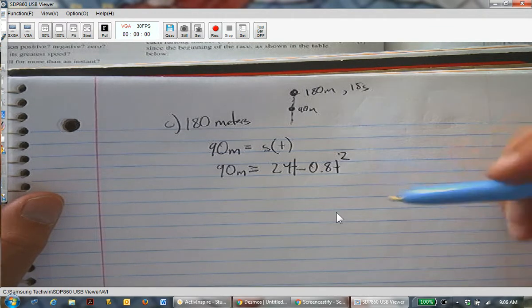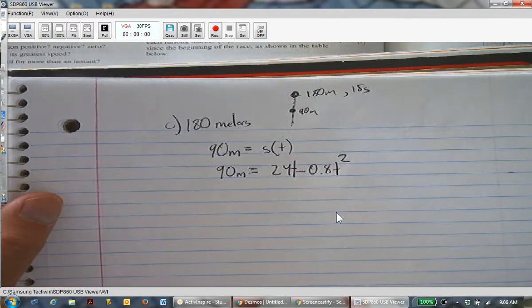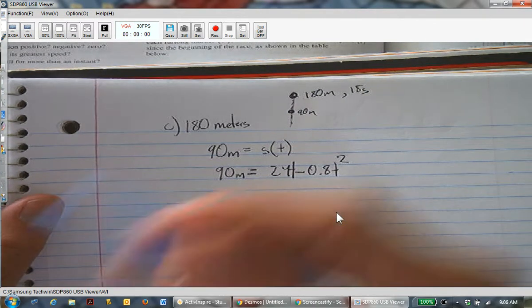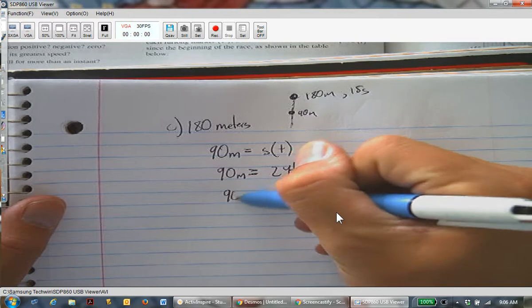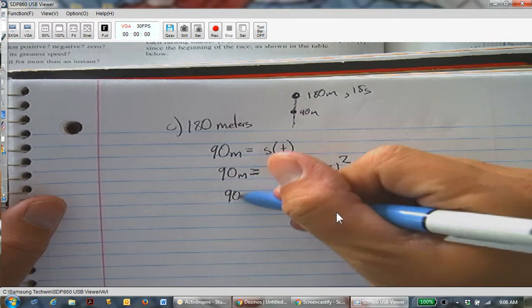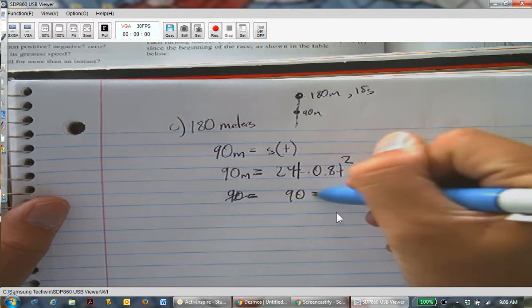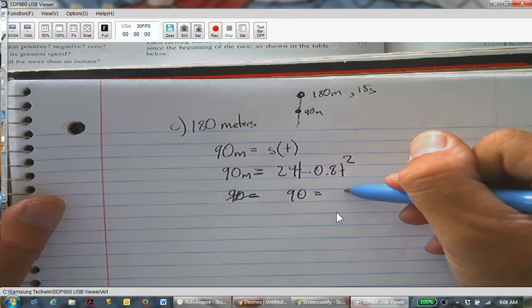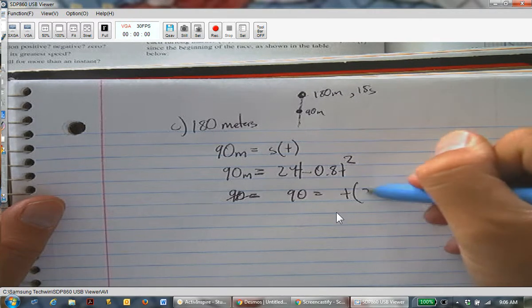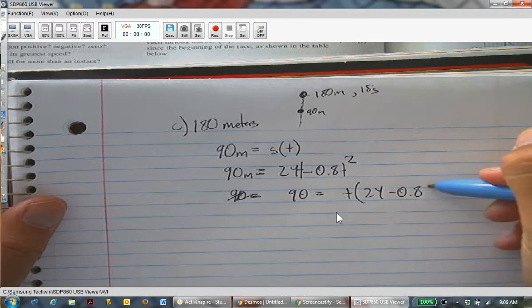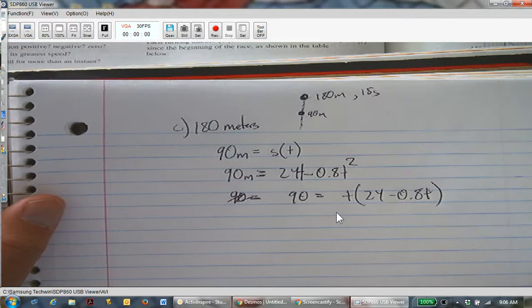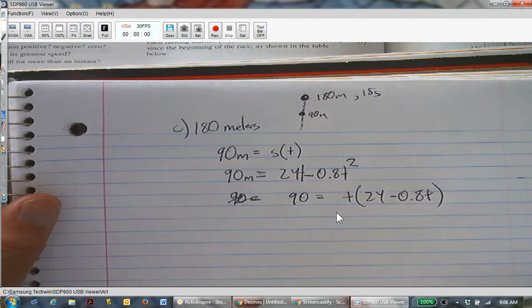Here's a mistake that I do see people making, which is very common. So that's why I want to bring this up. I'm not trying to pinpoint anyone. Okay. So 90 is equal to, you guys are trying to do this: 90 is equal to, and then you factor out t, and it'd be 24 minus 0.8 t. That looks like you could solve that, but we don't really know.